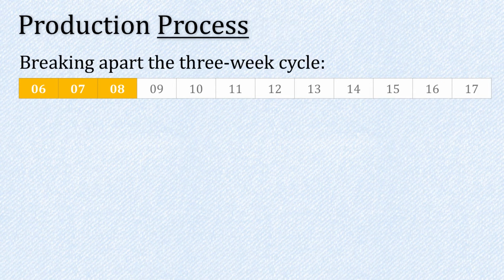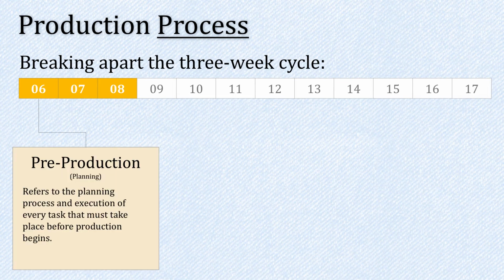So let's break apart that process. Most of you know the production process involves three major stages. The first stage, which we're going to experience this week, is pre-production. That's the planning process and execution of every task that has to take place before we actually begin producing or filming our video. Normally that involves budgeting and hiring people, but because we're working mostly individually, for us that's simply going to involve scripting and storyboarding. And I'll talk a little bit more about that in a few minutes.